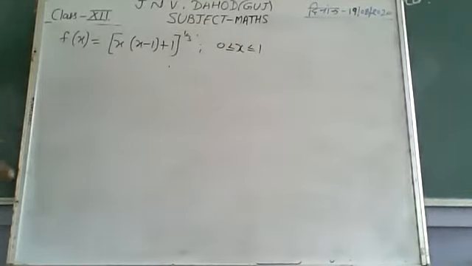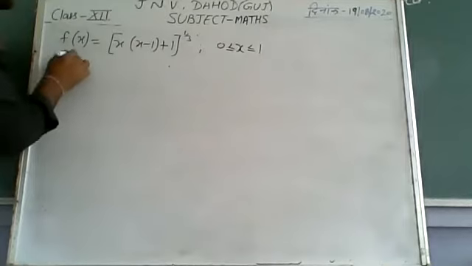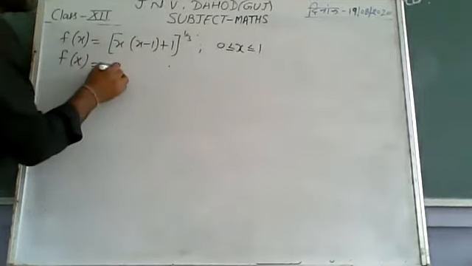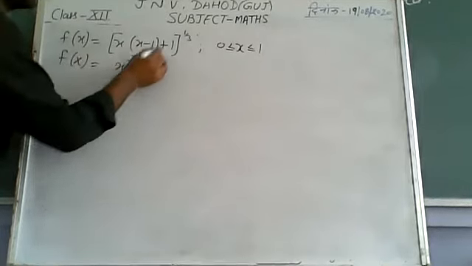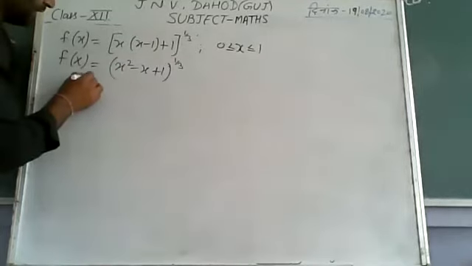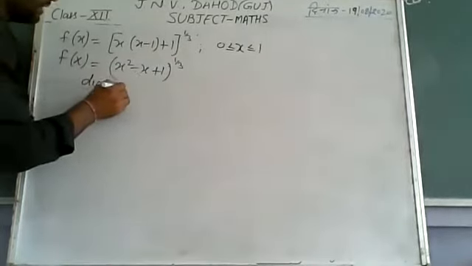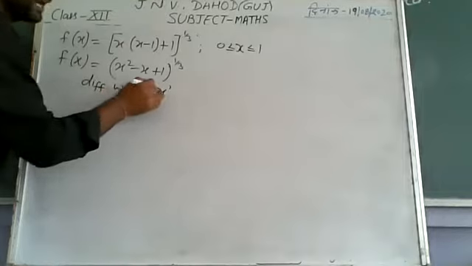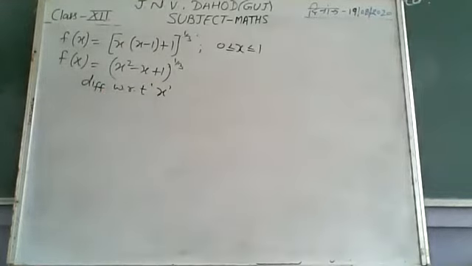To find the maximum value, we have to differentiate. Before differentiating, we can simplify it. It is (x square minus x plus 1) to the power 1 upon 3. Now differentiate it with respect to x.